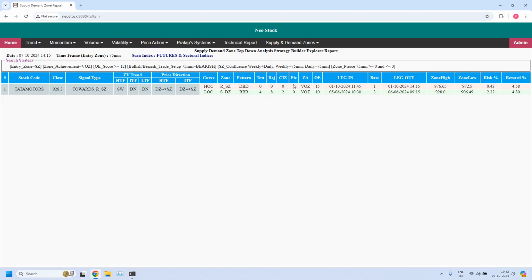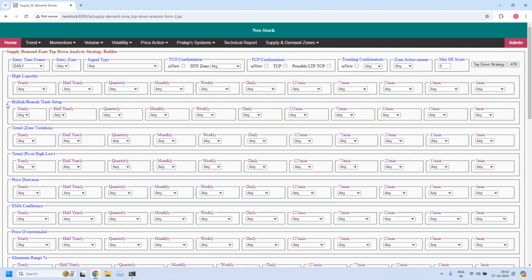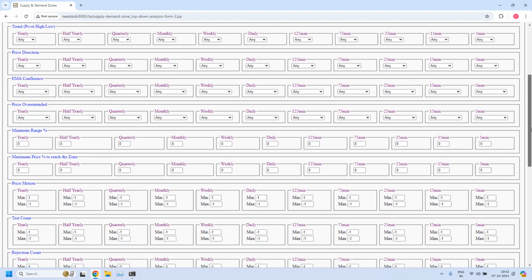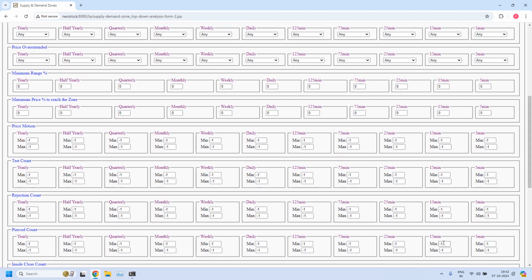Okay, next let us look for a bullish trade setup for daily income trade. Entry time frame 15 minutes, entry zone demand zone for bullish trade setup. In bullish or bearish trade setup at 15 minutes, I am selecting bullish, and the 15 minutes demand zone should not be pierced. So in the pierced count at 15 minutes, minimum value I am setting 0, maximum value 0.